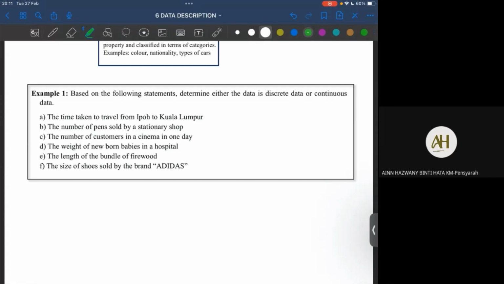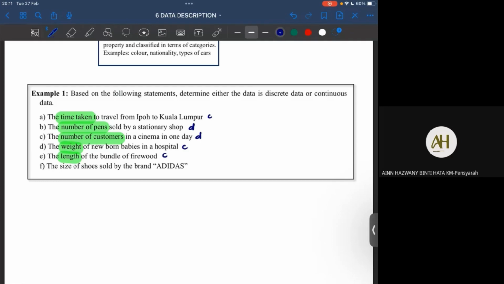So bagi tahu saya time taken based on the following statement, determine either discrete or continuous. The time taken to travel from Ipoh to Kuala Lumpur, is this discrete or continuous? Continuous. Number of pens sold by a stationery shop. Discrete. Number of customers in a cinema. Discrete. The weight of newborn babies. Continuous. Length of the bundle of firewood. Continuous. Okay, ini tricky sikit.